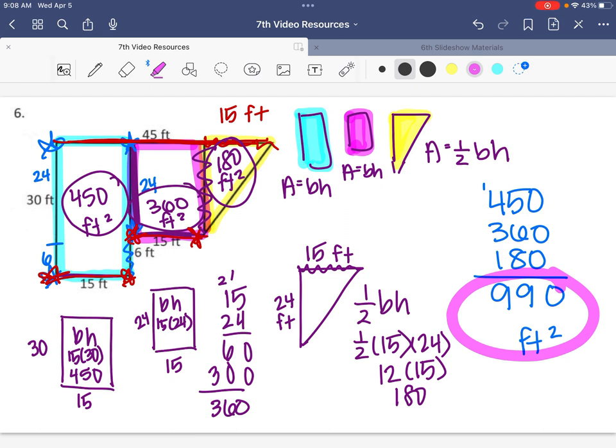Just to recap what we did, we took this irregular shape and broke it up into simpler shapes. Then from there, we found our simpler shapes and what formulas we needed. Once we had our formulas, we found the area of each piece, and then we combined them because this problem was asking us for the total.